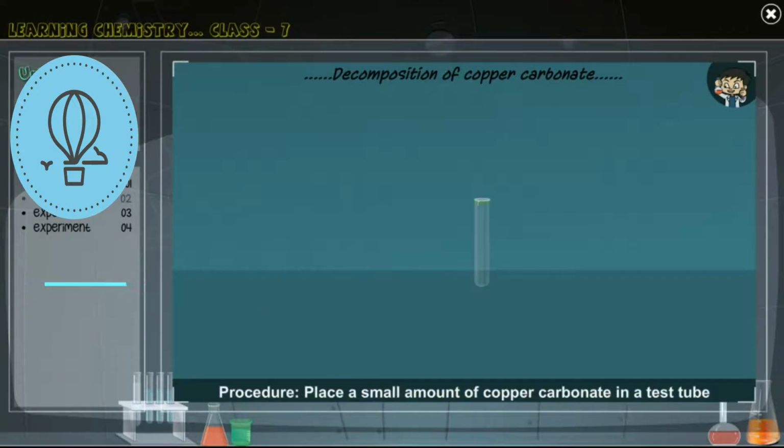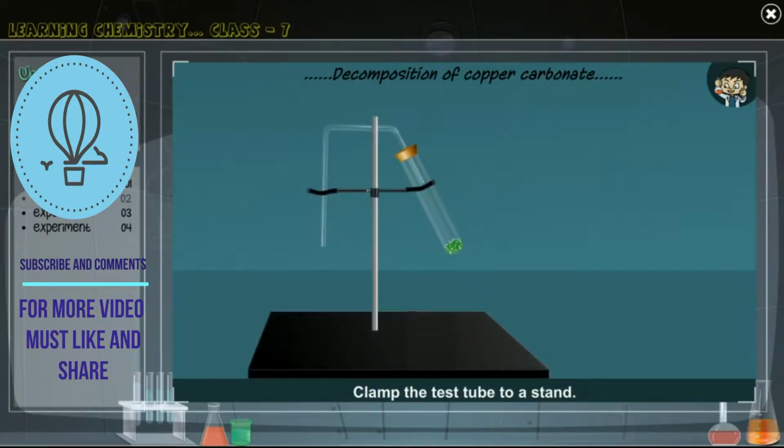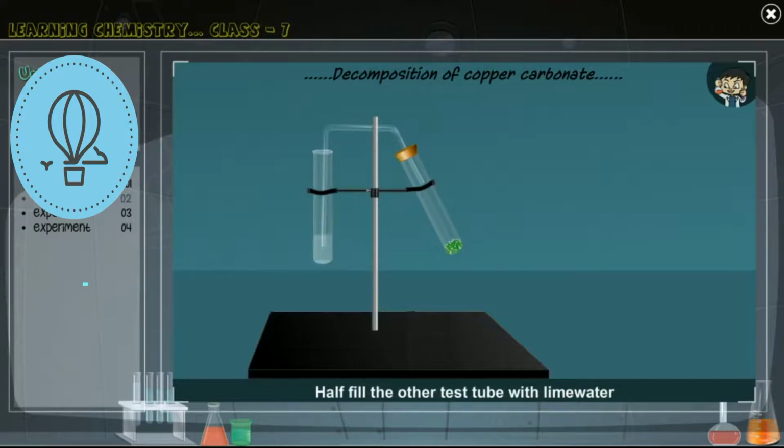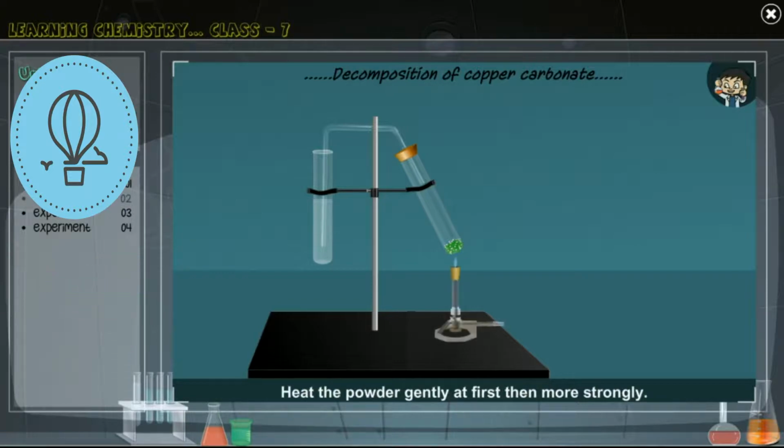Procedure. Place a small amount of copper carbonate in a test tube and fit it with the gas delivery tube and stopper. Clamp the test tube to a stand. Half fill the other test tube with lime water and place the gas delivery tube in it. Heat the powder gently at first, then more strongly.